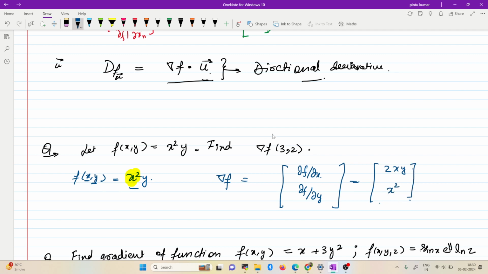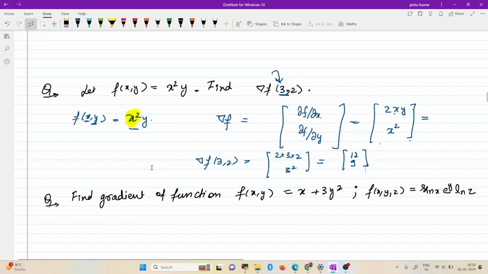Now they have asked us to find this gradient at a specific point, that is 3 comma 2. So we will put in the values. The gradient of f at 3 comma 2: we put 3 in x and 2 in y. So this is 2 times 3 times 2, and this is 3 square. So this is 12 and 9. This is how we can find the gradient of a function.